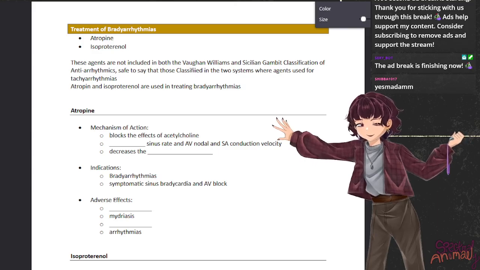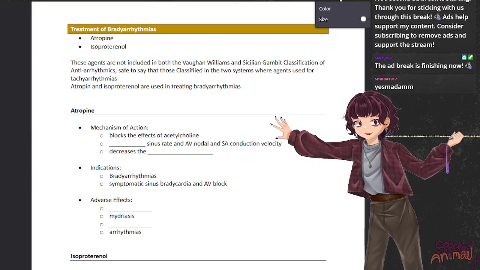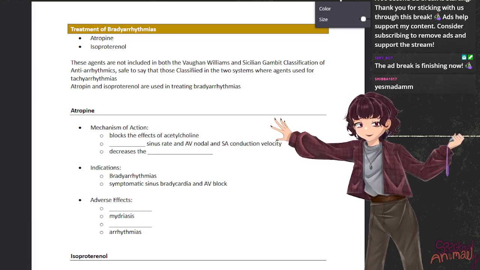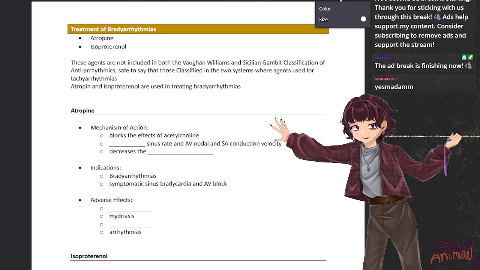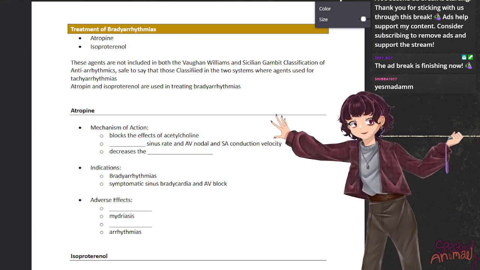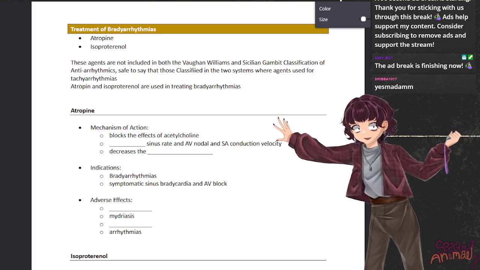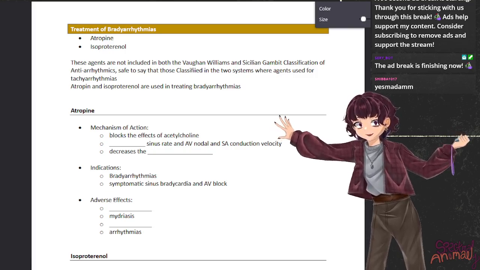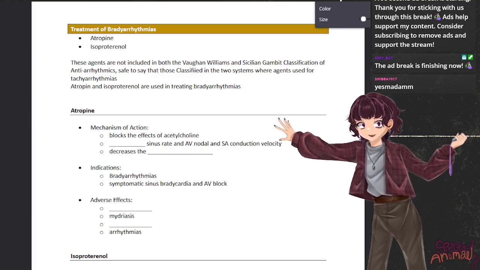This decreases the sinus rate, blocks ACh receptors, and increases heart rate. Or decreases heart rate. So, wait. Oh, wait, no. Atropine? Oh my god, no, I don't know how to read. I am so sorry. This is for bradyarrhythmias.